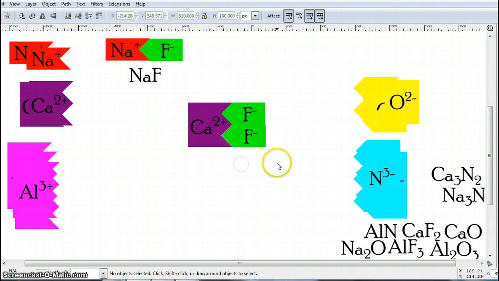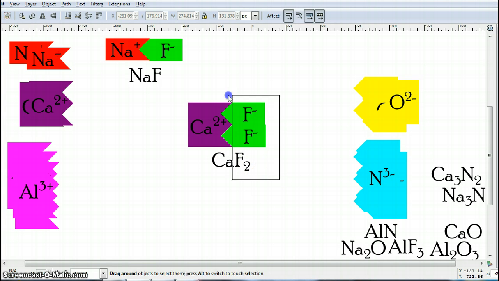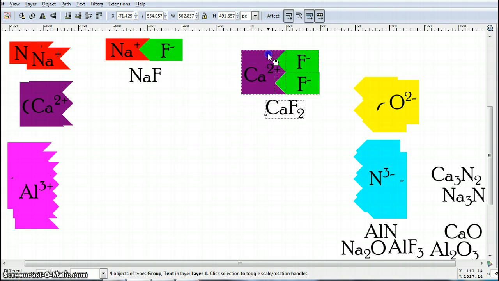And what we would see here is that two Fs were needed to fill the holes of the Ca. So if we were to count them up, we have one Ca and two Fs, resulting in a compound formula of CaF2. This will be known as calcium fluoride because it is made up of calcium ions and fluoride ions in a ratio of 1 calcium to 2 fluorides. So we've created yet another compound. Again, this is another ionic compound.